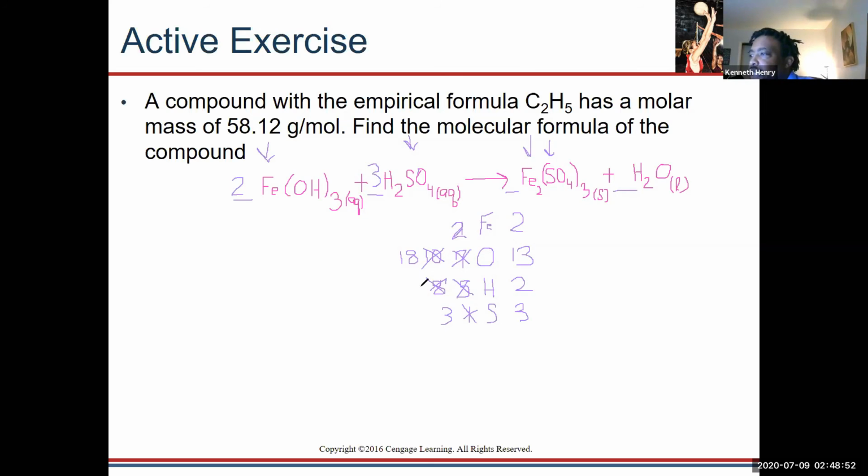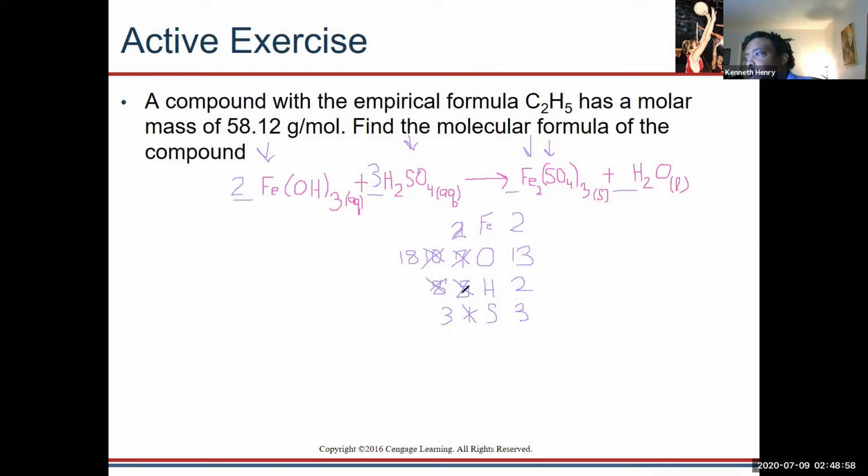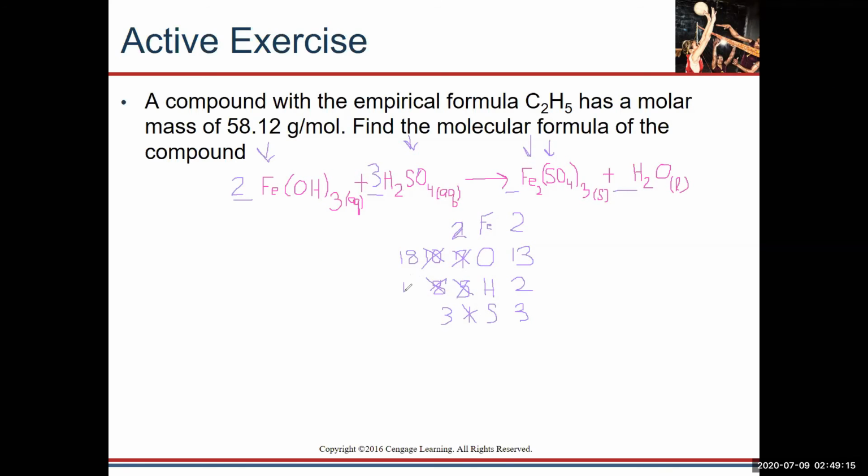Is 18 and 13 balanced? No. Now, what about my hydrogens? How many hydrogens do I have over here? 6. So here, 12. There's 6 here, and then 6 here. So that's 12. Are my hydrogens balanced? No.